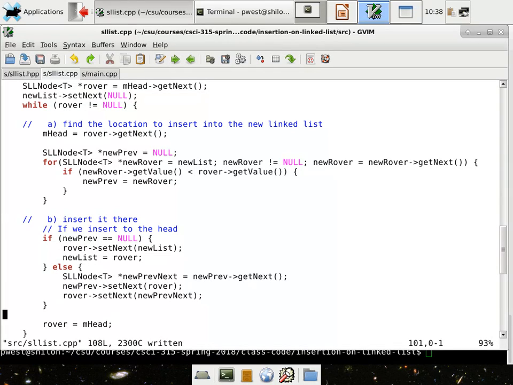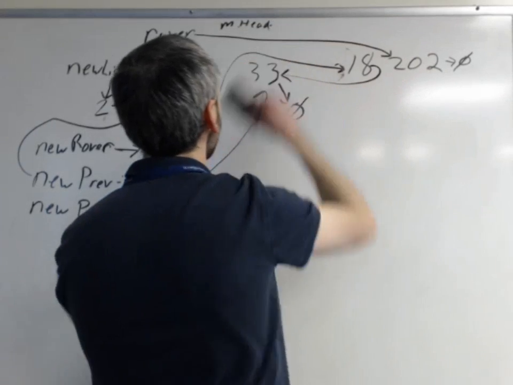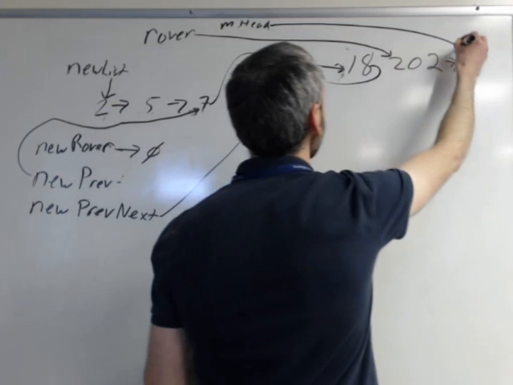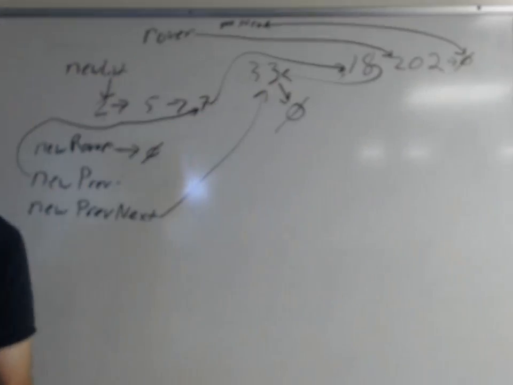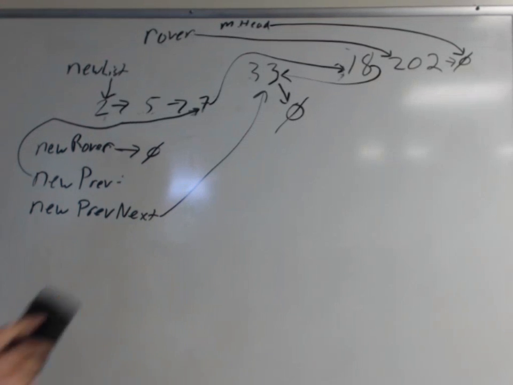All right, is rover null? Rover is not equal to null, so imhead is equal to rover dash next. All right, imhead is equal to rover dash next, which of course is null. That's fine. Update new prev to be null.